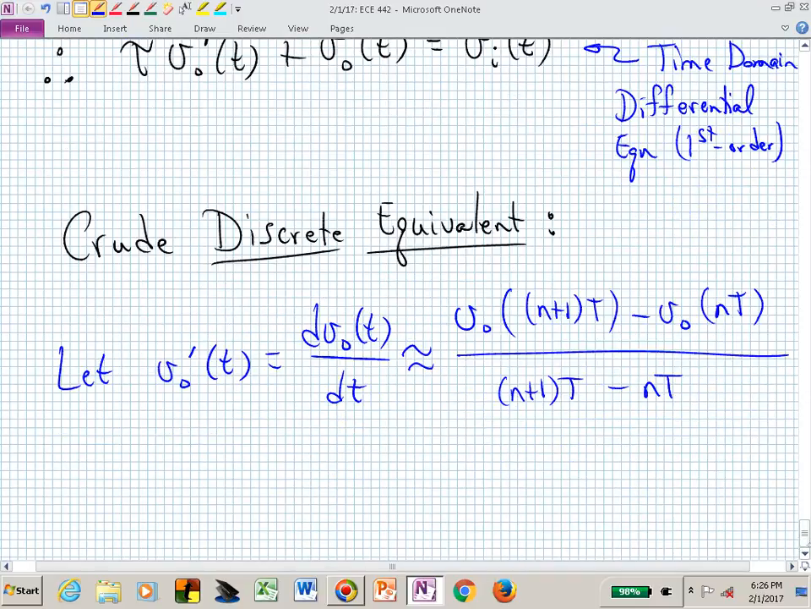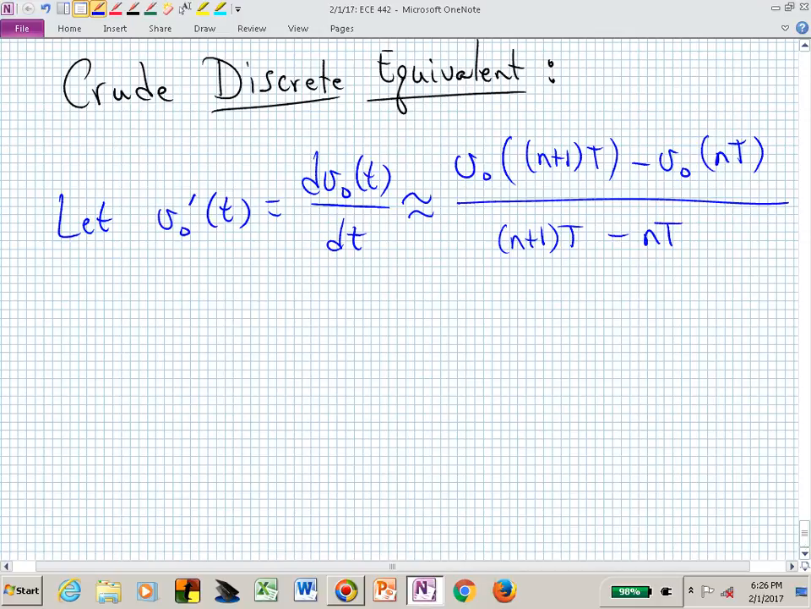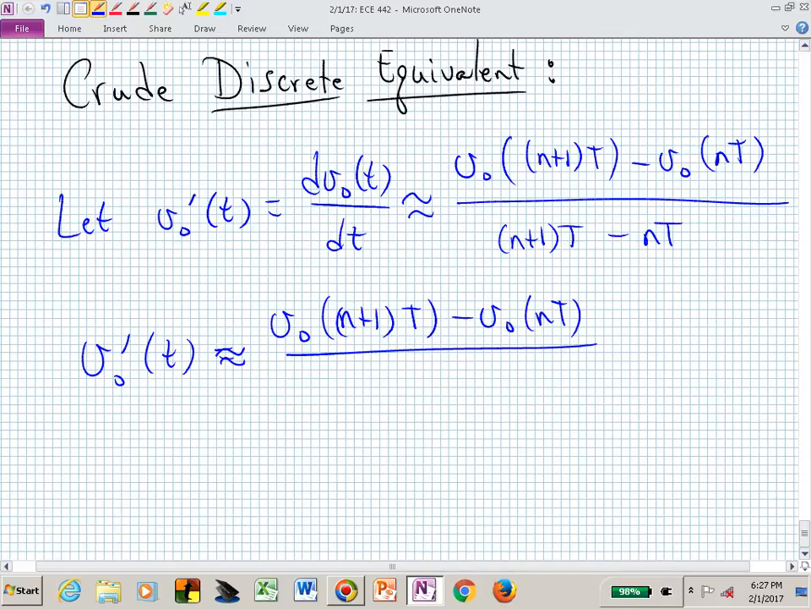This now allows me, with this rough approximation, to say that wherever I see a derivative in the continuous time domain, I'm going to approximate that by v naught of n plus 1 times capital T minus v naught of nT, all over what's in the denominator. If I distributed that sample period throughout that n plus 1 and subtracted nT, that's just T.